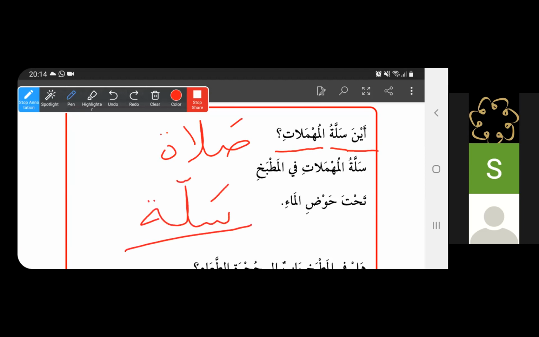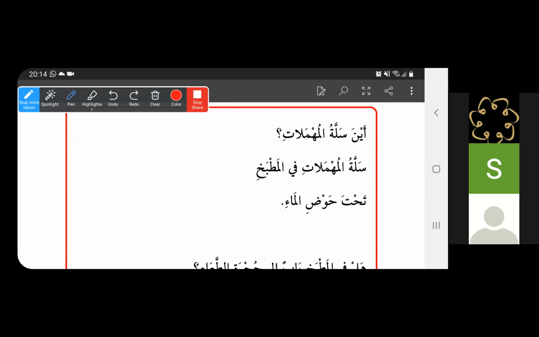Okay. سلة. Then what does it mean? Where is... Can you tell us? مهملات. Basket, and muhmilat means garbage. أحسنتي ما شاء الله. أين سلة المهملات? Where is the garbage bin? Or where is the waste basket?